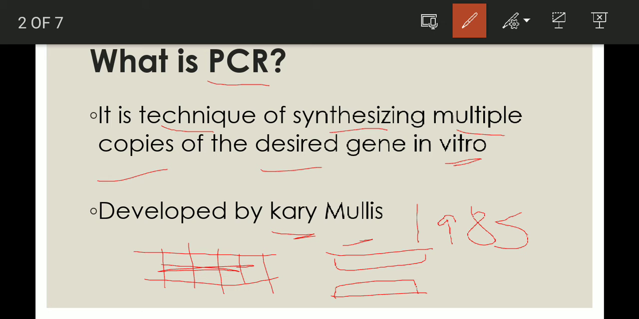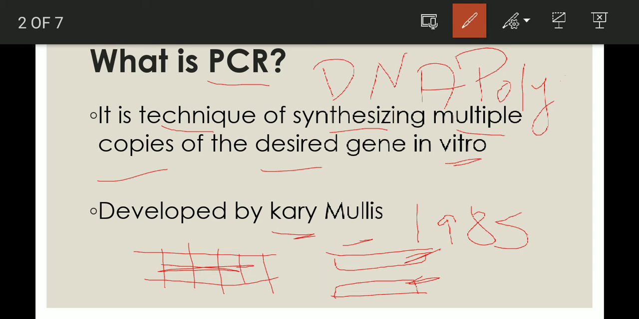Then these single-stranded DNA molecules are converted back to the original double-stranded molecules by synthesizing new strands in the presence of the enzyme, that is DNA polymerase enzyme, right? I just wrote the short form of that. So the double-stranded DNA molecule then forms multiple copies of the desired gene, right? So this is the basic concept about PCR, right?